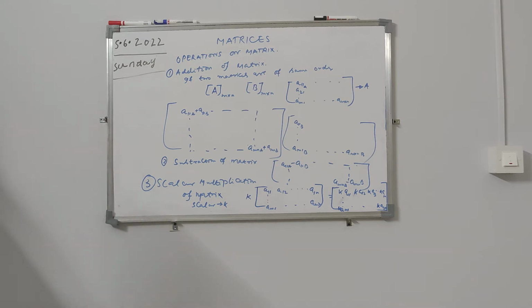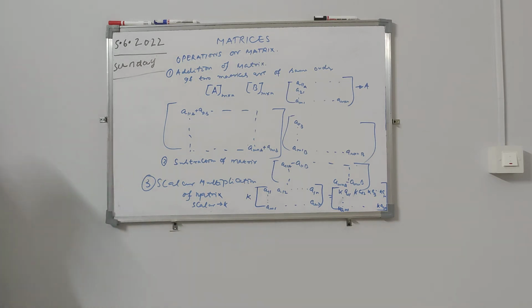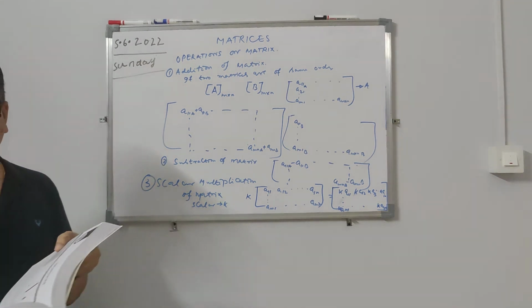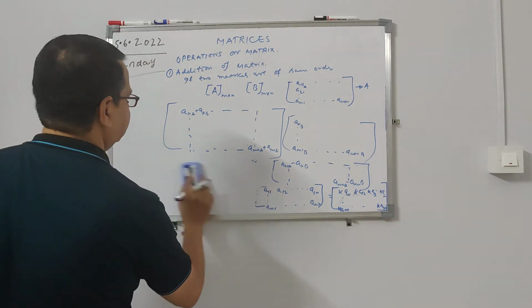Then the identity matrix, which is a subset of a scalar matrix, where all diagonal elements are one. Then the unit matrix, upper triangular and lower triangular matrices. Then we have done scalar multiplication, addition, subtraction. Now multiplication of matrices. This is very important. Multiplication is a bit tricky.